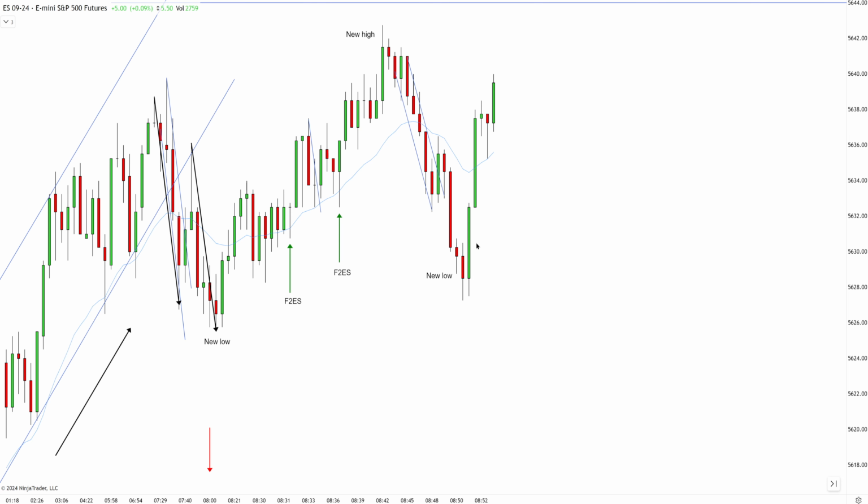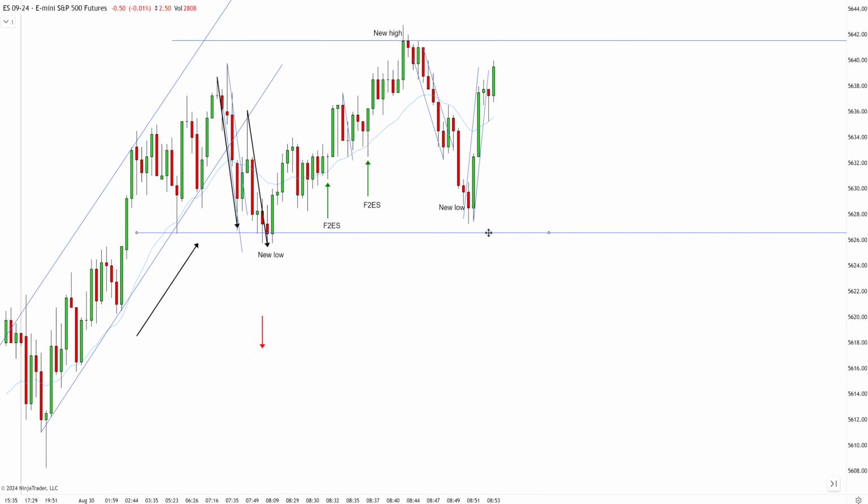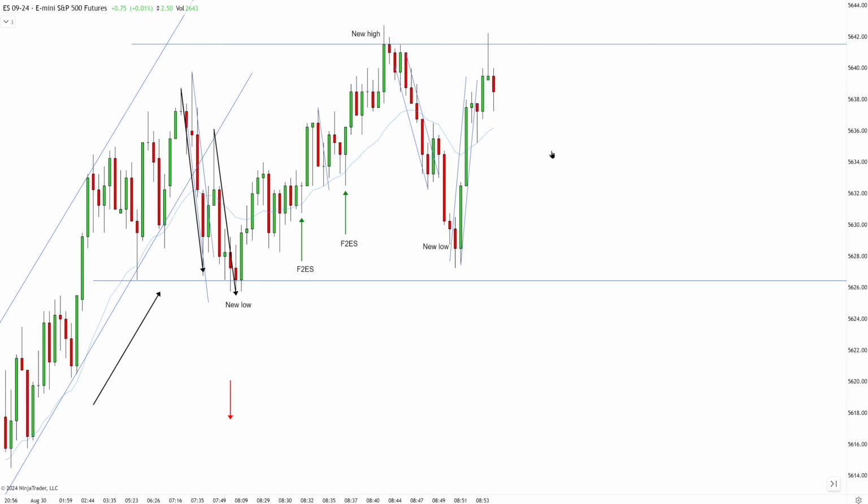And now I can see the EMA flattening. I can see spike up, spike down, spike up, spike down, spike up. So my next step is trying to predict some possible consolidation, because right now the bias is a little bit unclear. Let's see what's going to happen.